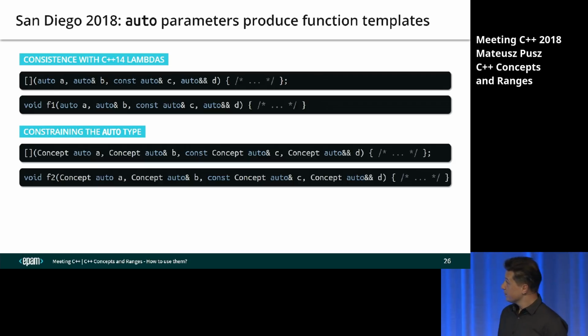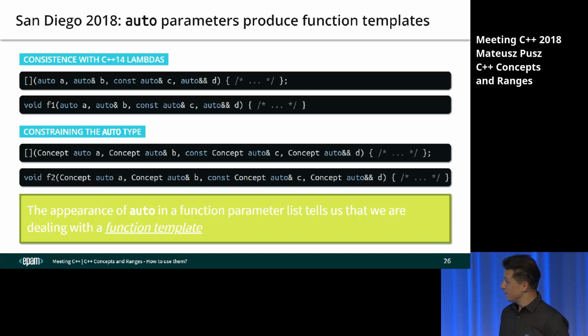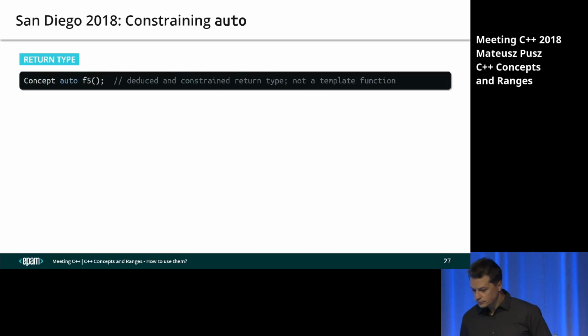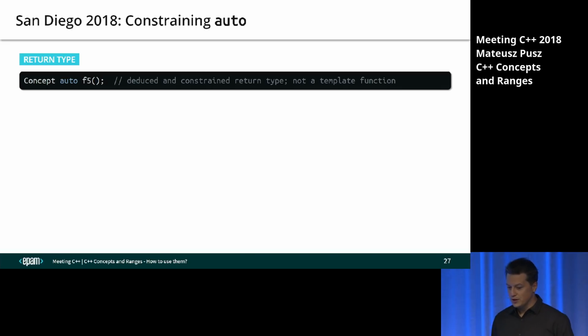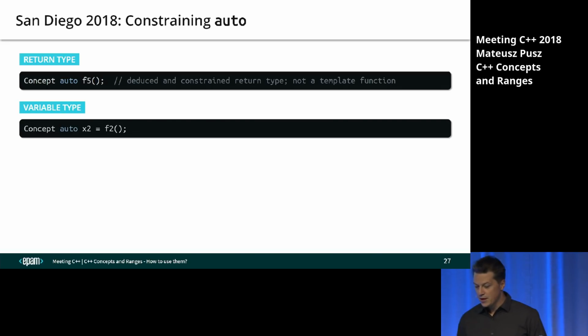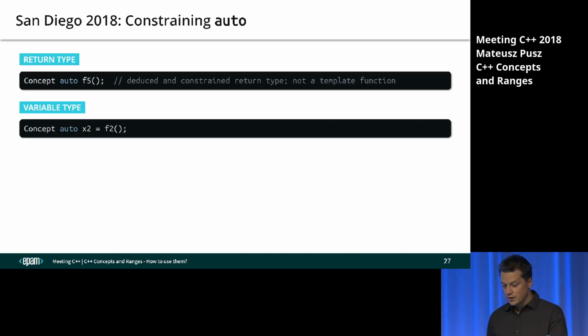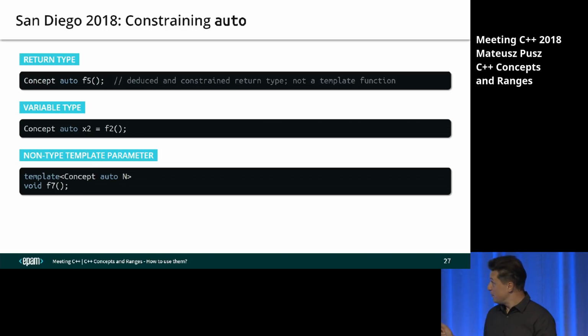We can constrain those autos with a concept name on the left side of the auto keyword. As I said, auto means a function template. We can constrain nearly every usage of auto in our code. So we can constrain return type, we can constrain variable type, we can constrain non-type template parameter, which you already know.